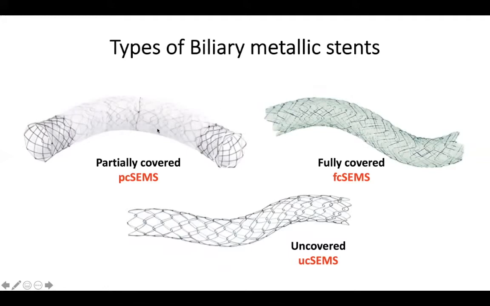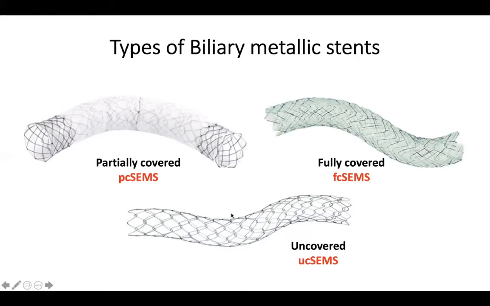There is a third type, which is partially covered, which means that the proximal and the distal half to 1 centimeter of the stent is uncovered, while the middle part of the stent is covered with a silicone layer. Each of them has special indications, advantages and disadvantages.